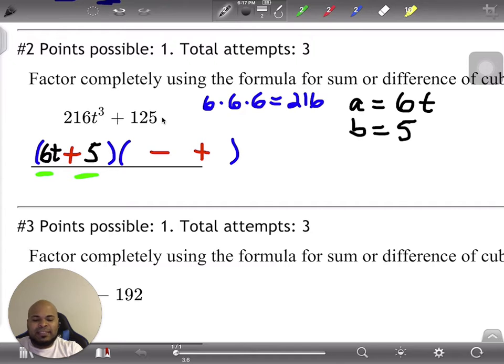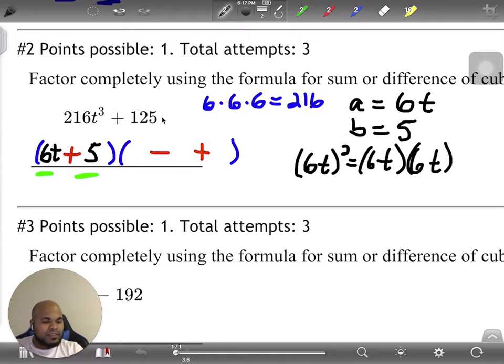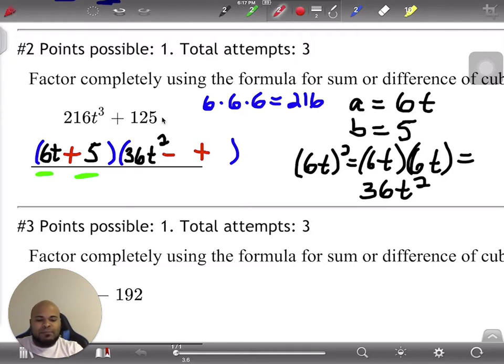What is 6t squared? Well, recall that 6t squared is the same thing as 6t times 6t. I hope that this makes sense. So 6 times 6 is just 36, and t times t is t squared. So this is 36t squared, and this was a minus sign.